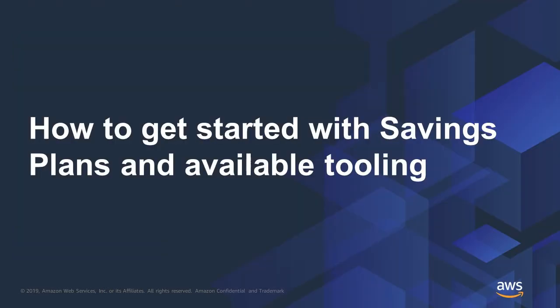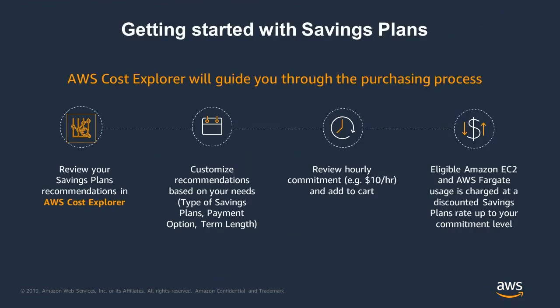And so, given that savings plans is so incredibly flexible compared to existing options, you may want to get started pretty soon. And there's some tooling available in the console to help you with that purchase decision. In order to get started with savings plans, review your recommendations in Cost Explorer to start. Then customize them based on your needs, so types of savings plans, payment option (upfront, partial upfront, no upfront), and the term length as well. Review your hourly commitment and add it to your cart. And then finally, upon execution, you should see that you're enjoying a discounted rate.